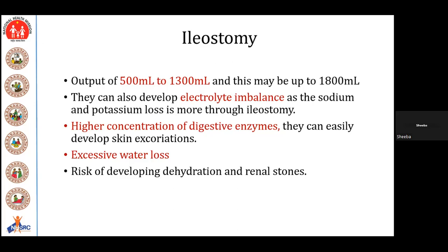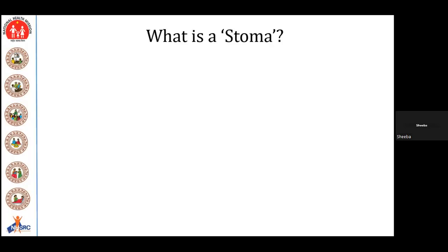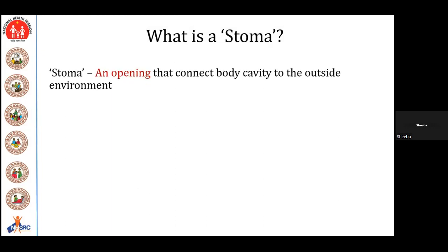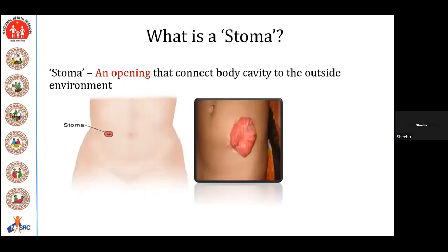The patient is having tiredness and all. So, coming to the colostomy, here we all know what a stoma is. A stoma is an opening that connects the body cavity to the outlet to the environment. So here is the stoma.